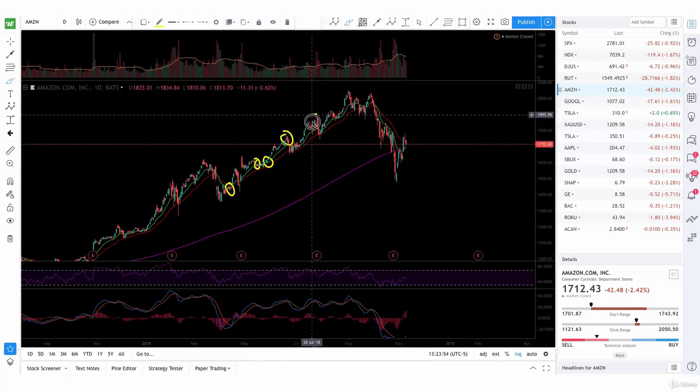So we kept doing it again here. Sell. And then what happened? Markets regain strength and it's a buy again. And so forth.